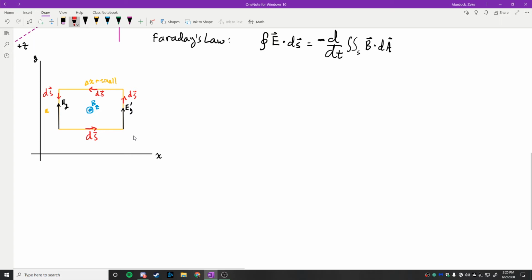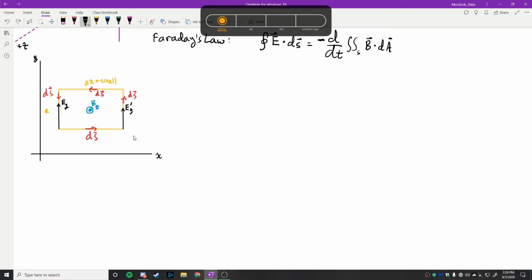So let's work out both sides of this equation. For the left-hand side, we evaluate E dot ds. We imagine within this regime that the electric field is only pointing along the y direction. That means that when I evaluate E dot ds on the lower side here, I get zero. On the right side here, I'm going to get Ey prime times ds. In fact, if the electric field is constant over that region, I'm just going to get Ey prime times the length of this distance right here, which means I'm going to get Ey prime times A. That's the first contribution I'm going to get over here.